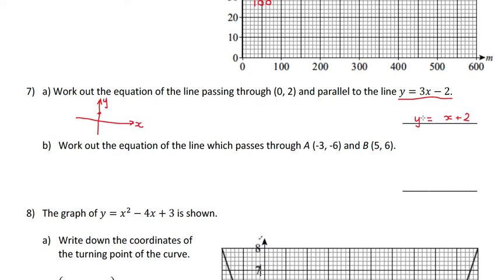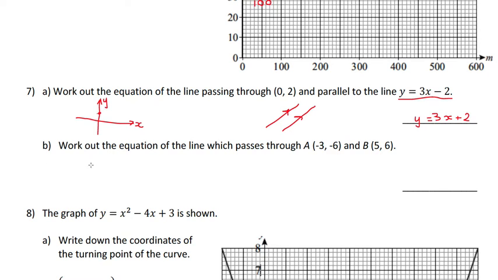Now the gradient, we use this bit to work that out. So we know that our line is parallel to the line y equals 3x minus 2. Now if two lines are parallel, they share the same steepness. They have to, otherwise they would meet. And if they share the same steepness, they have the same gradient. So if the gradient of this line is 3, the gradient of our line is 3. So this is our full equation.